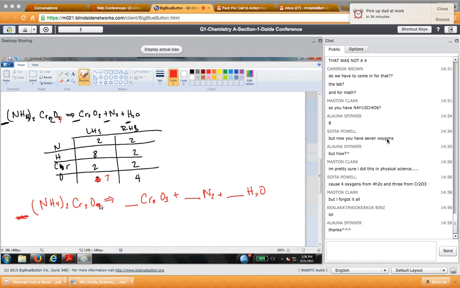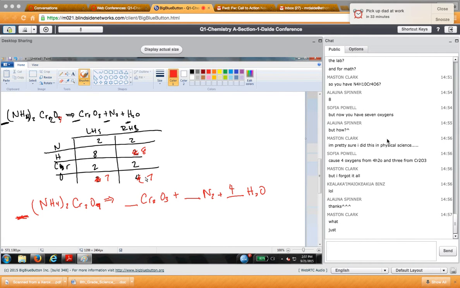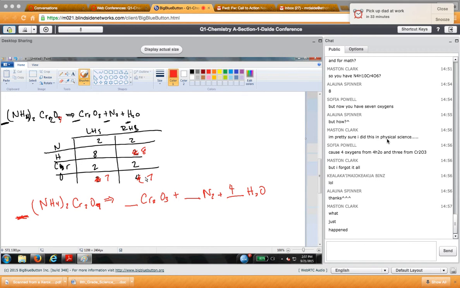I would just add a 4 here, because we know that's going to make this an 8, and this is going to be a 7. And look, it's balanced! That's it. Just make sure you write down your equations correctly first. So, your balanced equation is going to have a 4 out in front. And that's it.